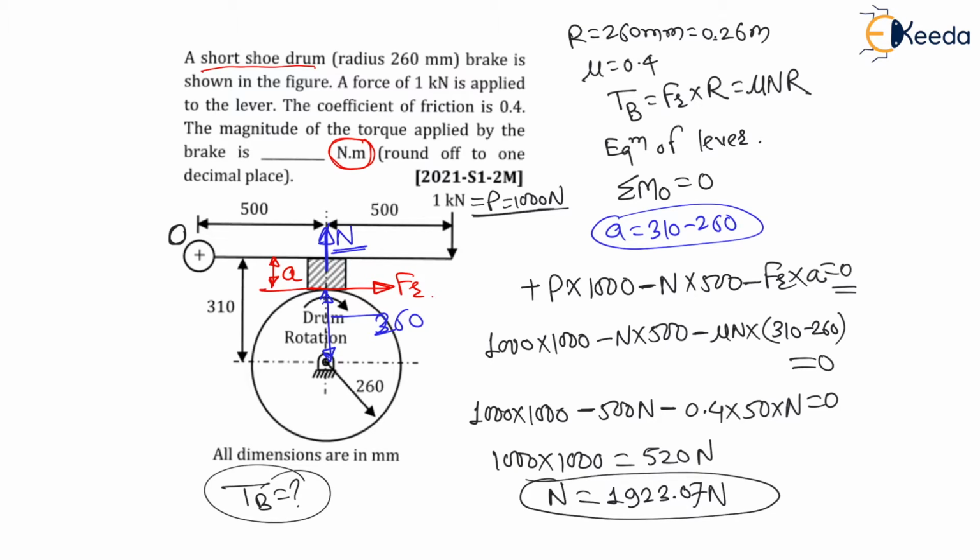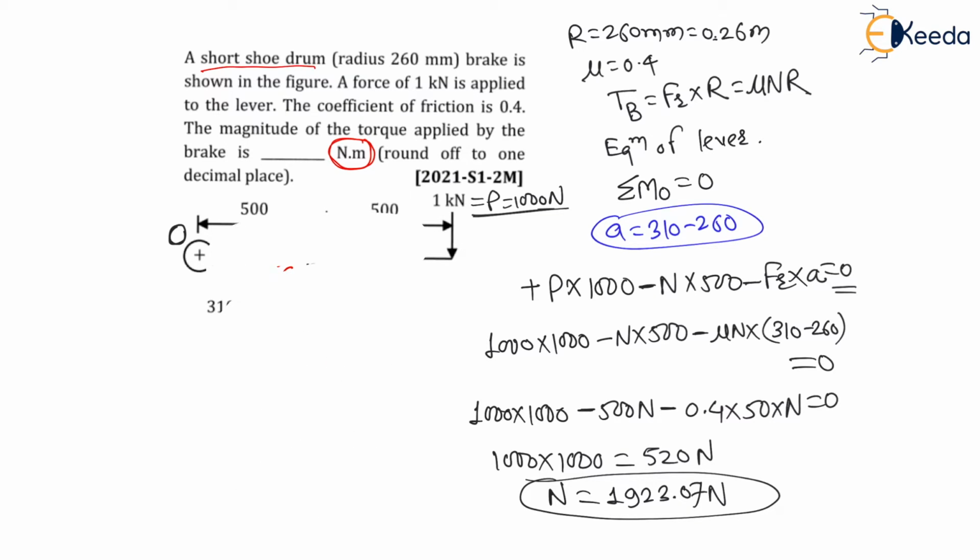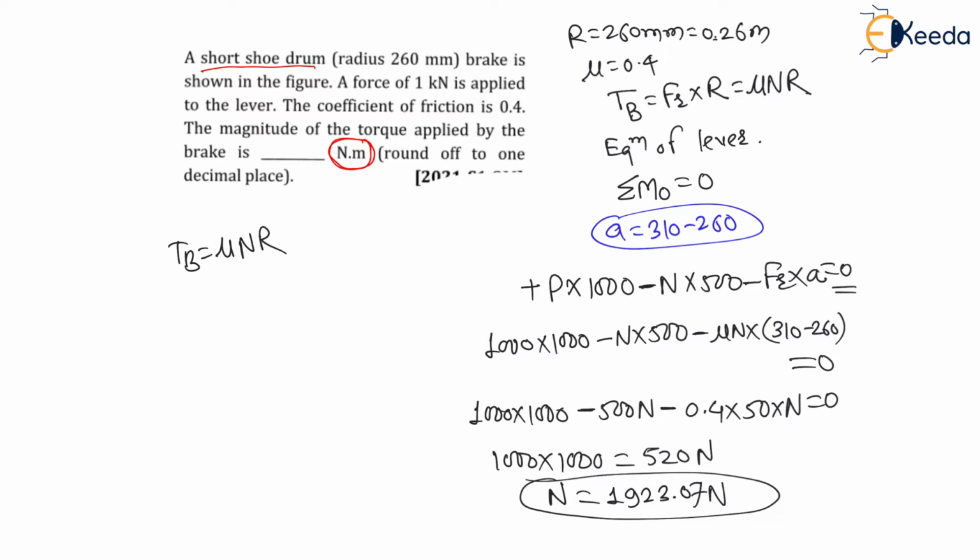So my dear students, let us find the frictional torque. Here braking torque will be frictional force into radius, that is mu N into R. So let us solve for this braking torque because everything we have calculated. Now my dear students, braking torque TB will be equal to mu N, that is frictional force, into R. They are asking in Newton meter only, so let us put all values in Newton and meter.